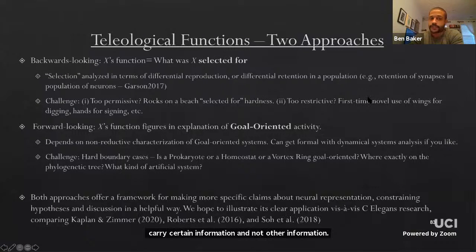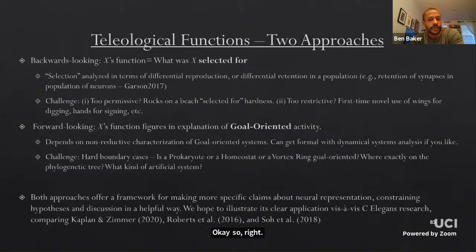So there's basically two kinds of teleological views of function. You can look backwards at what a part of a system was selected for, or you can look forward at how it contributes to a particular goal. On either approach, you're going to have a framework for thinking more specifically about neural representation than what's on offer today.